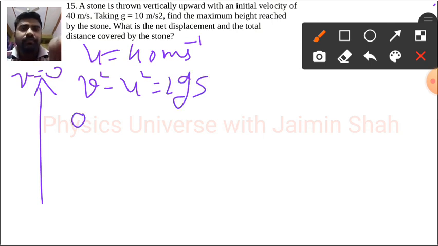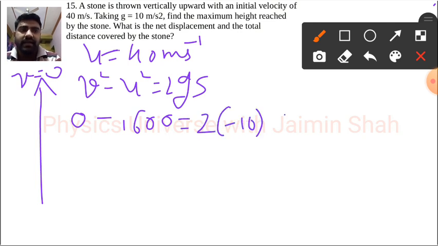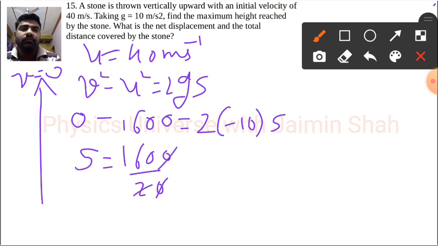Now v is 0, minus 40 squared, that is minus 1600, is equal to 2 into minus 10 s. Minus minus will be cancelled out, so we are left with s is equal to 1600 upon 20. So the answer will be 80 meter. So the maximum height reached is 80 meter.